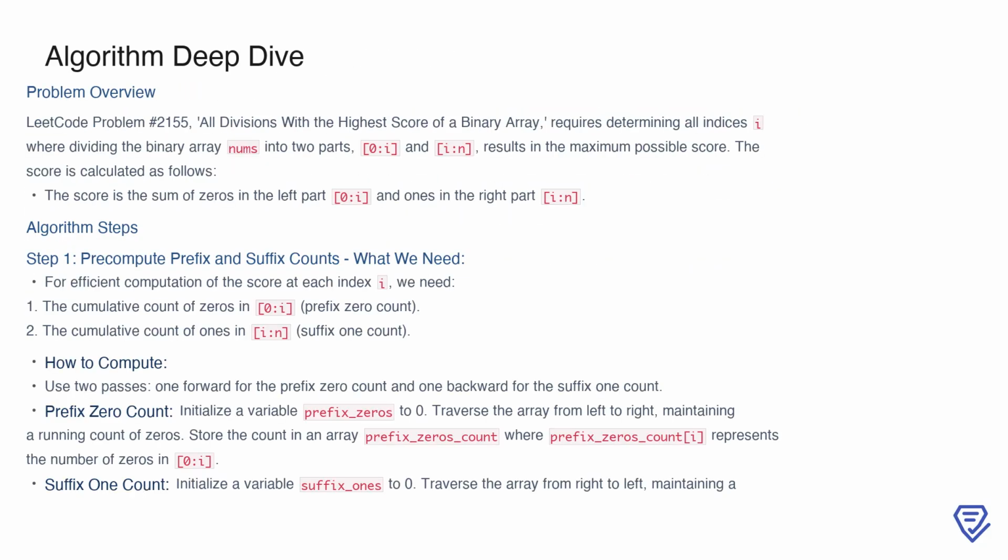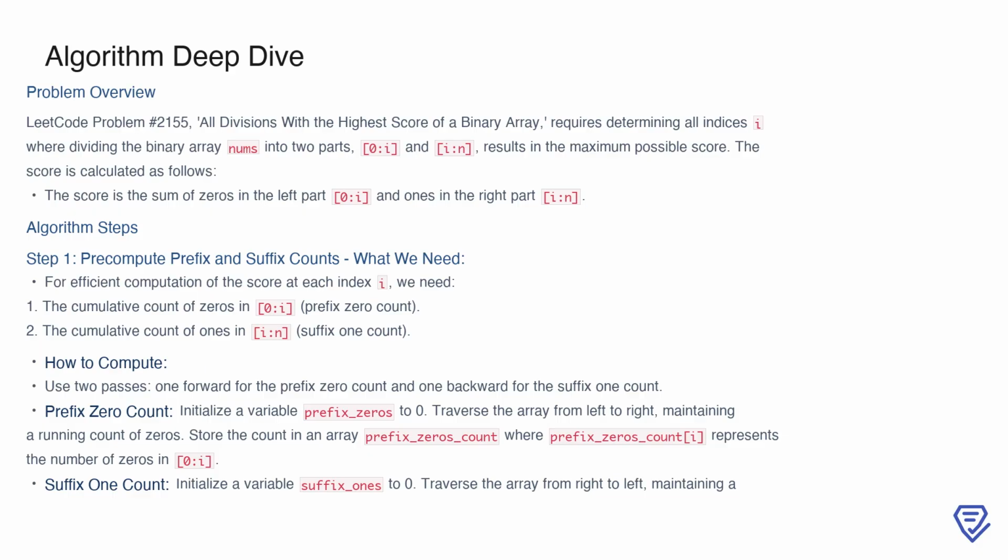The goal of this problem is to find all indices in a binary array where dividing the array into two parts results in the highest score. The score at any division index is calculated as the sum of zeros in the left partition and ones in the right partition. To solve this efficiently, the first step is to pre-compute the prefix and suffix counts. Specifically, we need the cumulative count of zeros in the left part and the cumulative count of ones in the right part for each index.